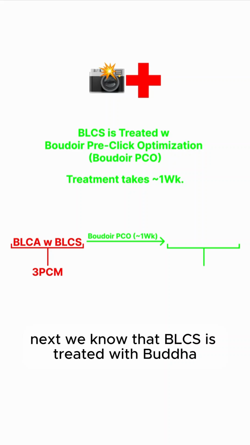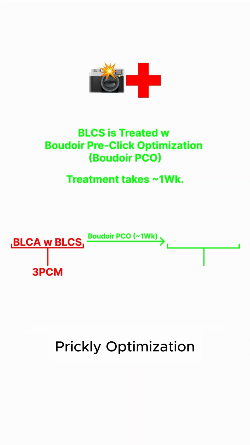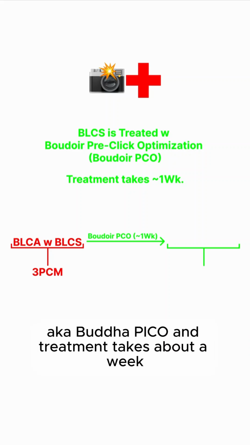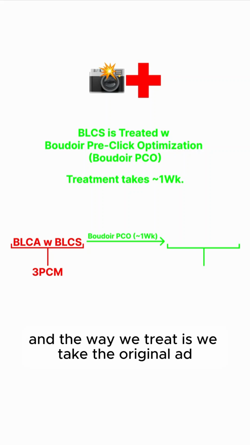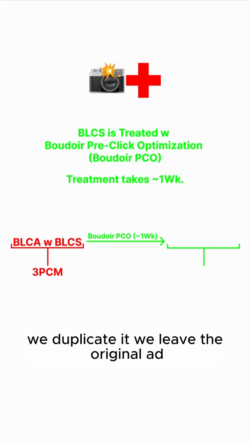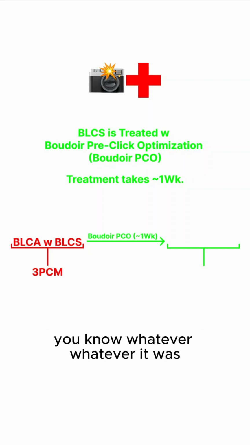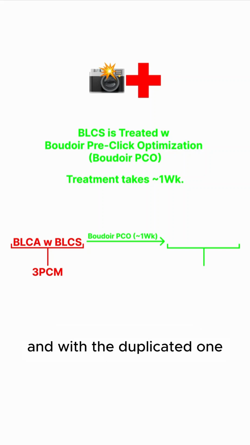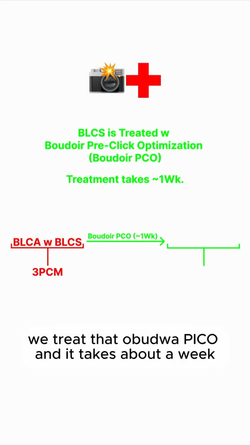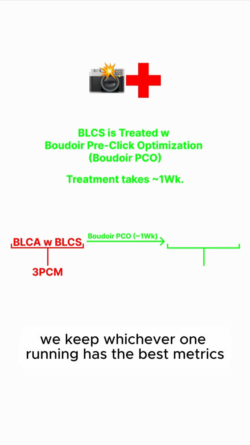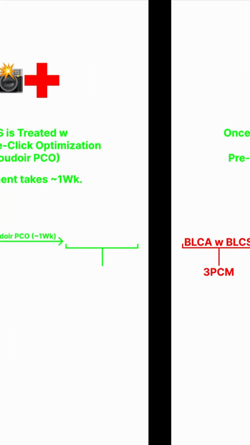Next, we know that BLCS is treated with Boudoir pre-click optimization, aka Boudoir Pico, and treatment takes about a week. The way we treat is we take the original ad, we duplicate it, and we leave the original ad either on or off, whatever it was. With the duplicated one, we treat that with Boudoir Pico, and it takes about a week. Then at the end, we keep whichever one running has the best metrics.